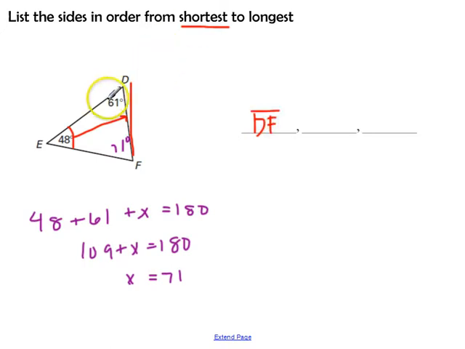Then our medium-sized angle, which is 61, is going to be opposite from the medium side length, EF. And then our largest angle, 71, is going to be opposite from our longest side, ED.